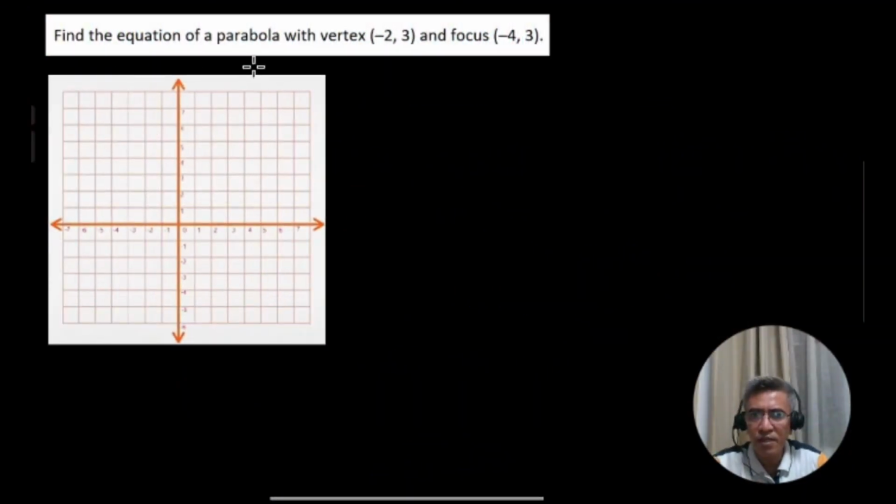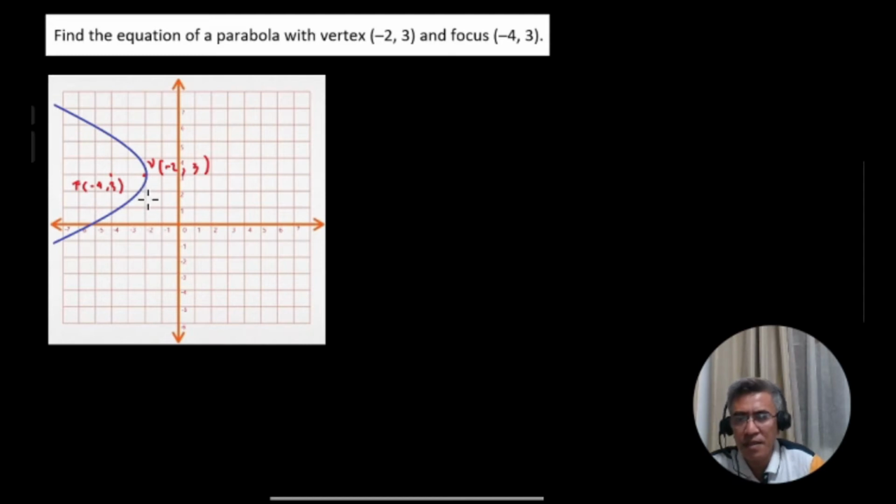Example: find the equation of a parabola with vertex negative 2 comma 3 and focus negative 4 comma 3. Vertex, that's negative 2 comma 3, and focus negative 4 comma 3, so that's negative 4 and positive 3. Focus is always inside the curve of the parabola, and this is the graph of the parabola wherein the focus is inside the curve of the parabola and it is opening to the left.